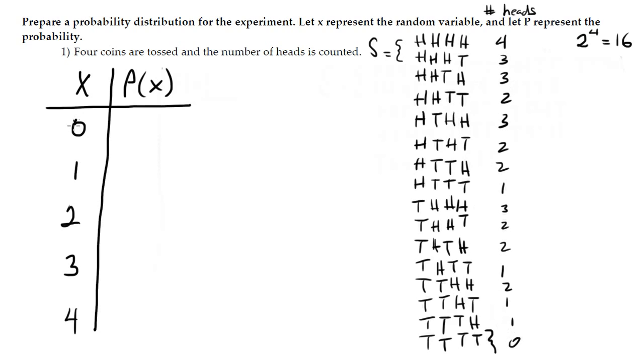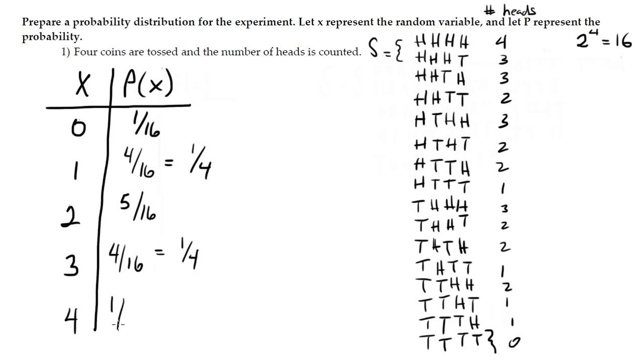The event where we get 0 heads, there's only 1 outcome out of the 16 where that occurs. So this probability is 1/16. Probability of 1 head, it's 1, 2, 3, 4 outcomes out of 16 have 1 head. Simplify that, divide by 4, it's 1/4. 2 heads, 1, 2, 3, 4, 5. 5 outcomes out of the 16 have 2 heads. 3 heads, 1, 2, 3, 4. 4 out of the 16. It's 1/4. And then all 4 heads, 1 outcome out of the 16.